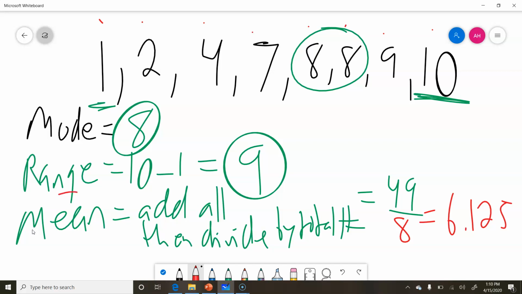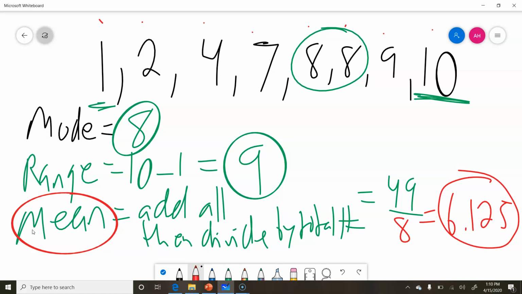So I say mean, I'm going to circle it in red just so you know. Answers to that, 6.125. Okay, now the only other thing I haven't found here is the median.